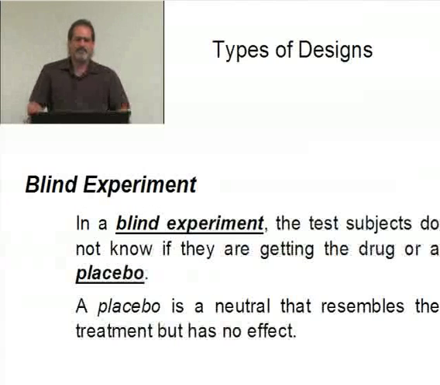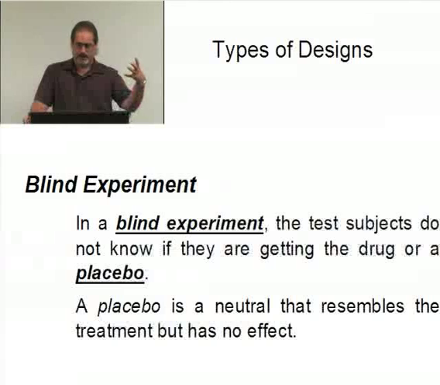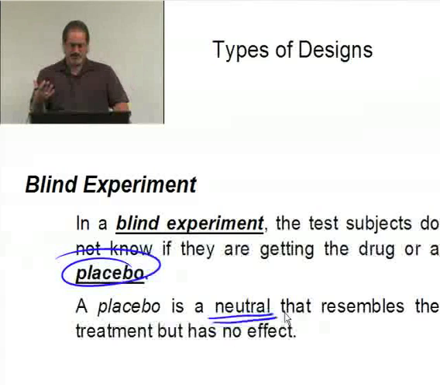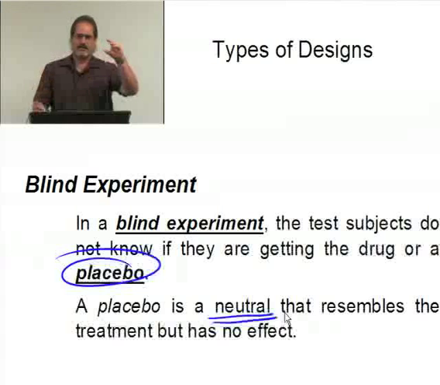Now, very commonly in medical research, we conduct what's known as blind experiments. In a blind experiment, the test subjects do not know if they're getting the drug, the real treatment, or a placebo. Now, a placebo is something that is neutral, but it resembles a treatment in that maybe it's a pill. This capsule has maybe distilled water in it. This capsule has a real drug. The capsule with distilled water is our placebo.